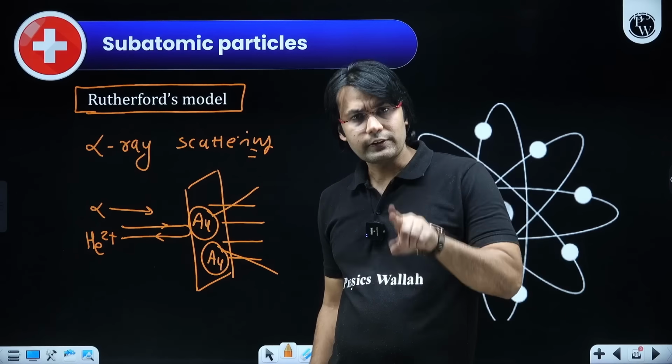Now, I hope you all know very well that even the Rutherford model was unsuccessful, because we have drawbacks in the Rutherford model also. And the biggest drawback in the Rutherford model is regarding the stability of the atom. According to the Rutherford model, we have a nucleus inside the atom, and electrons revolve in circular orbits around the nucleus.